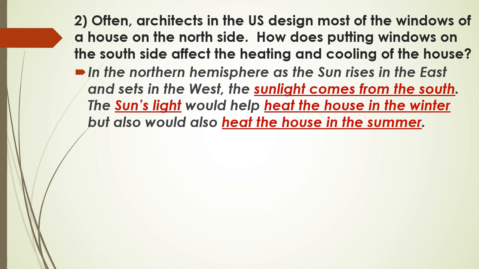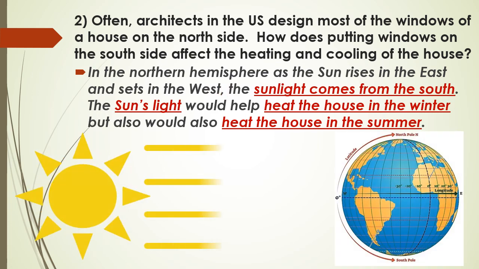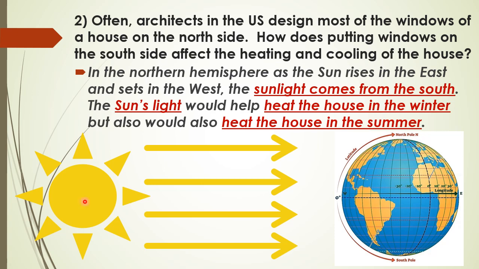So let's talk about why the sun always comes from the south, even though the sun rises in the east and sets in the west. If you can imagine the earth and the sun, the sun's rays shine directly onto the earth, but the earth is curved, which means it hits directly over the Tropic of Cancer, the Tropic of Capricorn, and the equator. However, as you go north or south from the equator, the earth curves, so it's not direct sunlight, it's actually at an angle.